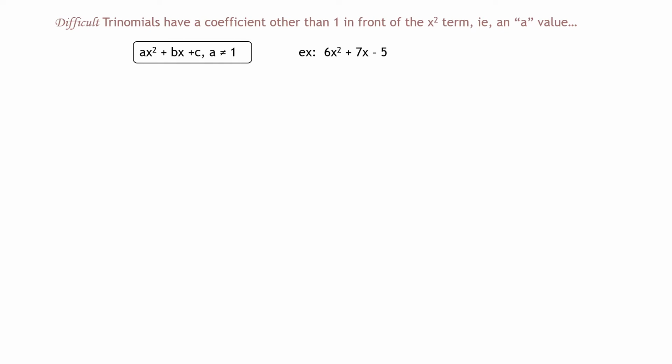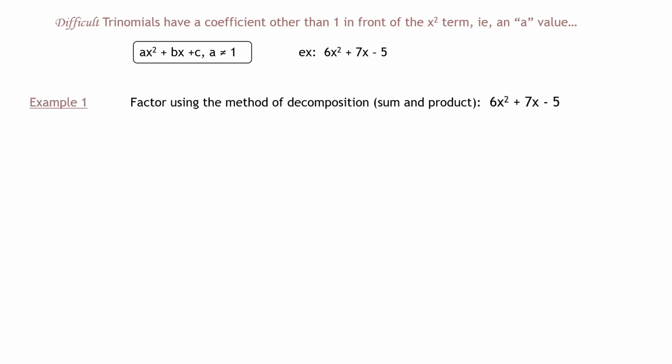Because I don't have a common factor, I can't factor out the 6. The 6 is still there. So my a value is a 6. So this is a little harder, a few more steps involved. We're going to use a method of decomposition, which also parallels the sum and product we just talked about, to factor this question. Again, if you already know how to use crisscross, you can go ahead and do that.